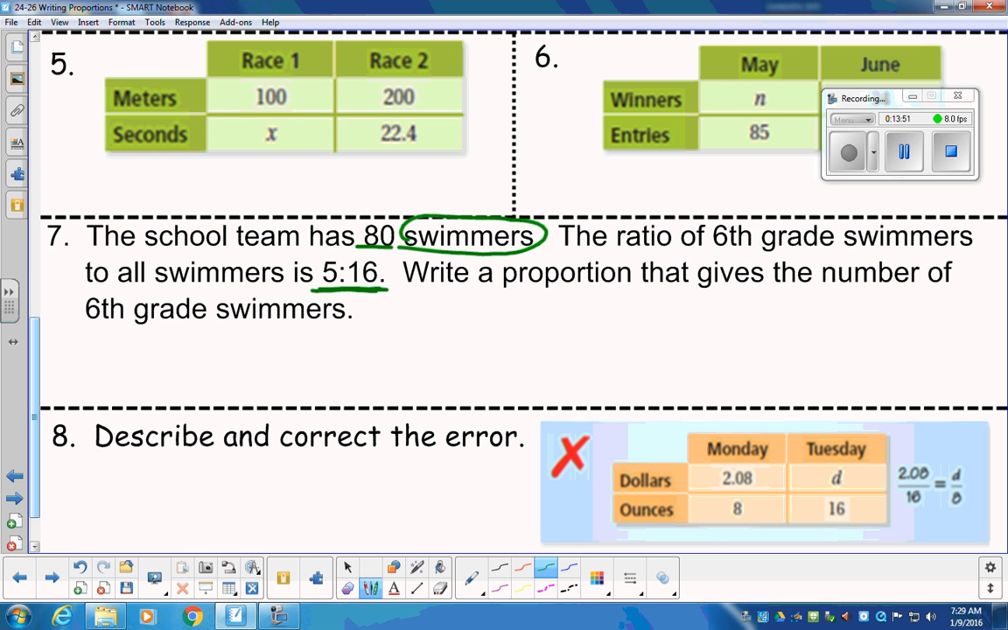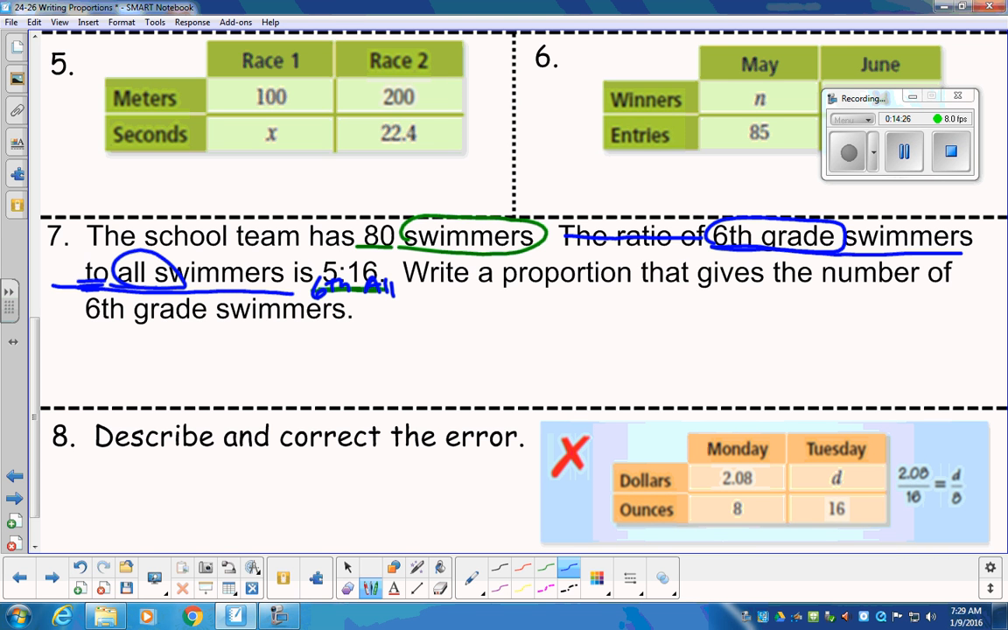So I'm going to go back and read that statement again in order from left to right. The ratio, I don't really need to know that, of 6th graders to all swimmers is 5 to 16. So as I read from left to right, it would be the 6th graders compared to all swimmers. So these have to be the 6th graders as I read that sentence in order. And then 16 would have to be all because it says 6th grade swimmers to all swimmers is.